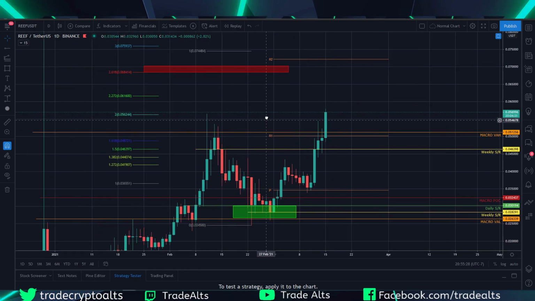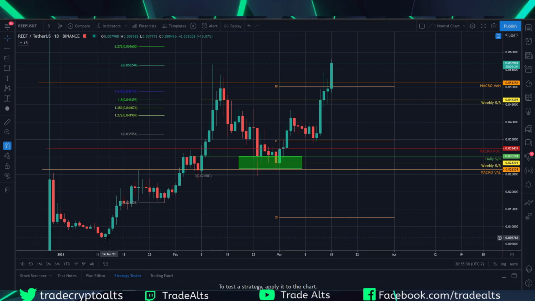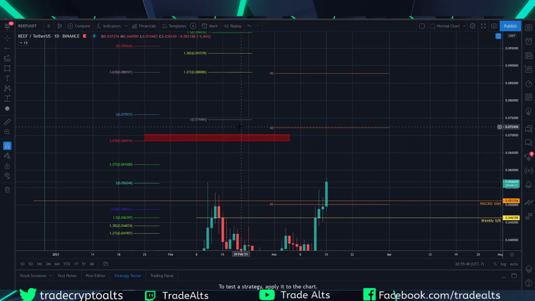So if I zoom out, this is your one-to-one extension from this huge swing right here. You have your swing low all the way up to your high, back down to this really nice low, which also had the golden pocket confluence there. So I actually like this pull quite a bit. But that's lining up around almost 7.5 cents.